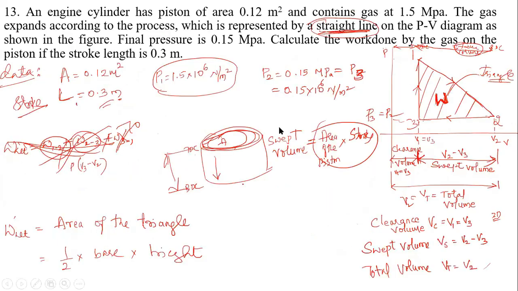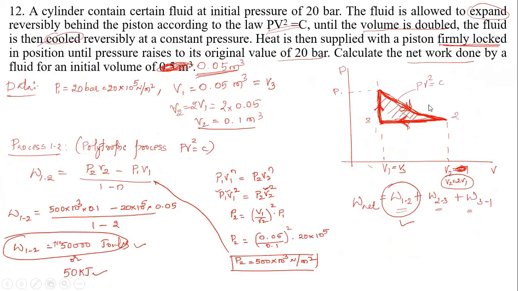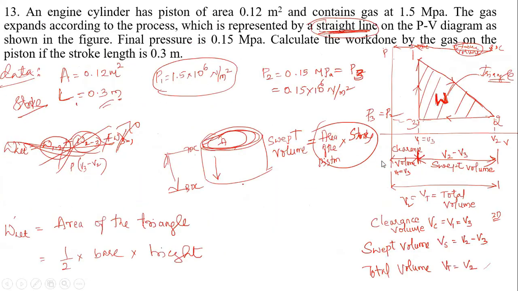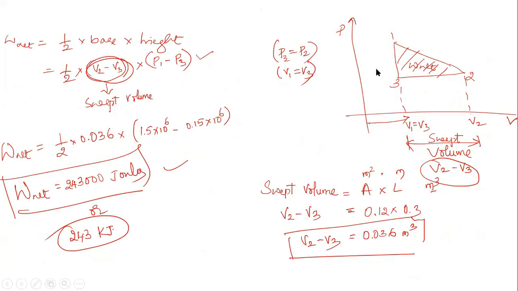This is the solution of this. In the previous problem we calculated with the process they had given, PV to the power of 2 is equal to C. This is the curve and all those things. But in this problem they have mentioned it is a straight line. That's why we have to approach in a different way, rather than calculating net work done where the data is insufficient. That approach is the area of the triangle. If all the lines are straight lines, then it will become a triangle, and in a PV diagram, the area of the triangle will give the net work done. Therefore, we calculated in that way, half into base into height. Yes, this is the solution.